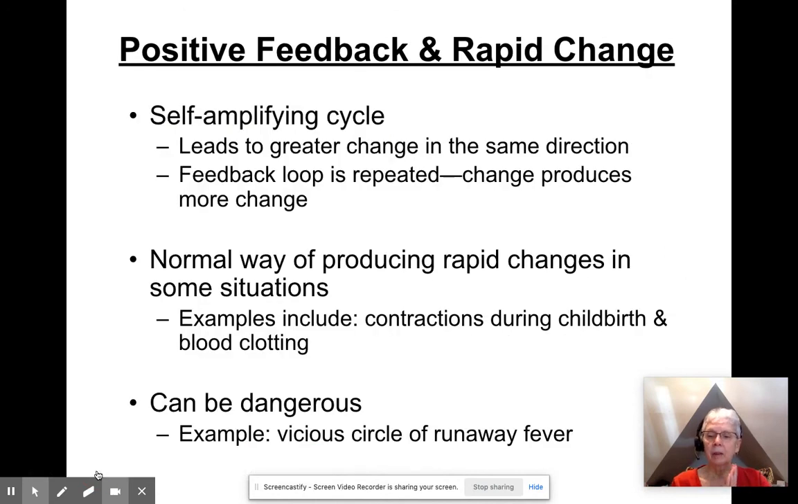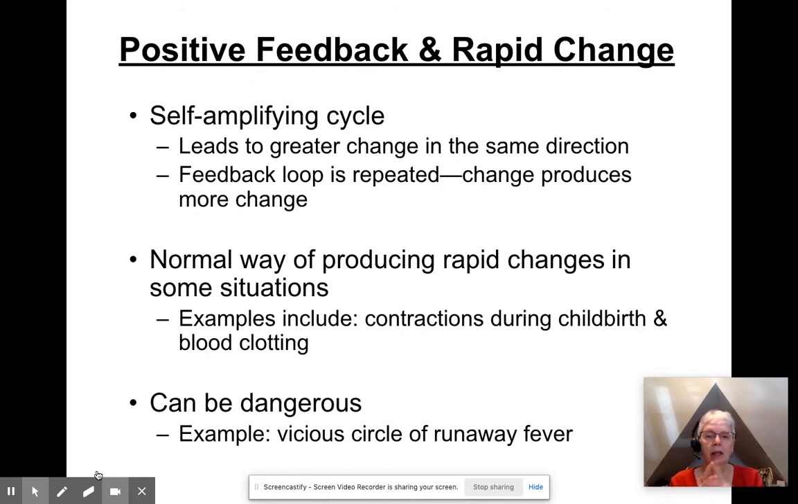Now, the opposite of negative feedback is positive feedback. Positive feedback is different in that it doesn't go through this slow cycle, but it goes through a very rapid change. One of the things about positive feedback is that it is self-amplifying. So instead of doing this slow fixing of it, it actually enhances whatever the effector is, and it enhances it quickly and logistically. So in other words, it does it really quickly.